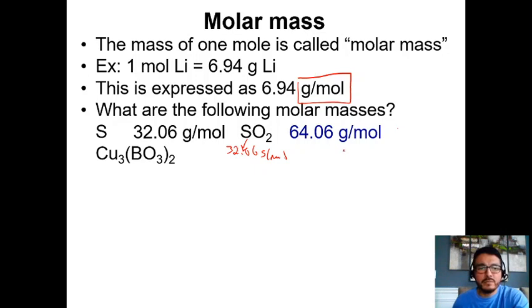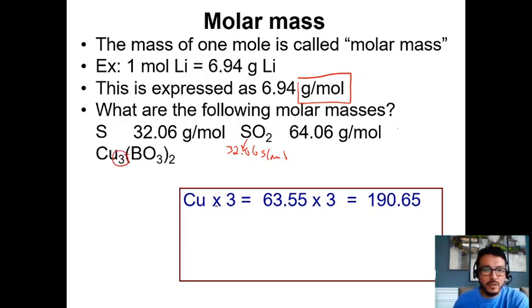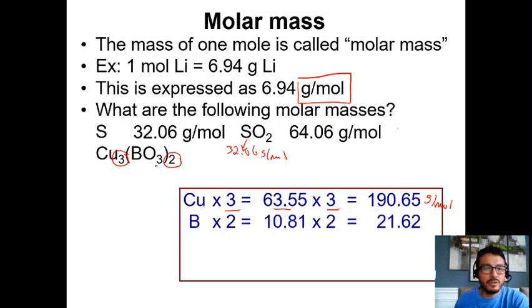Okay, next we have copper 2 borate. We're going to break this up. So we have copper. Copper has an atomic mass, a molar mass of 63.55. There are 3 of them, there's a subscript right here. We have 3, so we take the molar mass of 1 copper, multiply by the 3 coppers that exist, and we get 190.65 grams per mole. We're going to do the same thing for this borate ion. This subscript tells us that there are 2 borates. We can break that up into 2 borons and 6 oxygens.